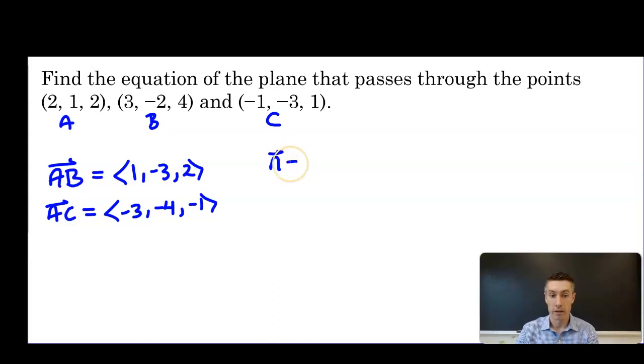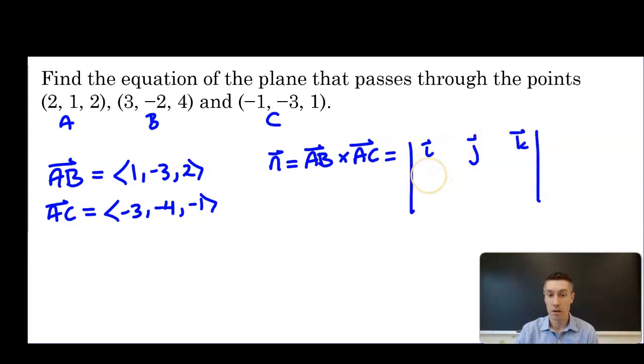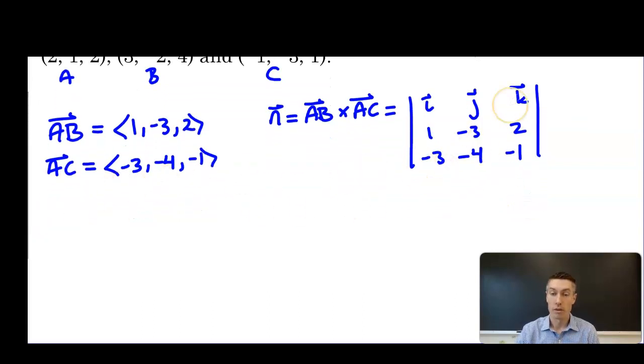Our normal vector is going to be the cross product of AB and AC. So i, j, k, 1, negative 3, 2, negative 3, negative 4, negative 1. So now's a good moment to pause, practice your cross product, and then pick up the video.